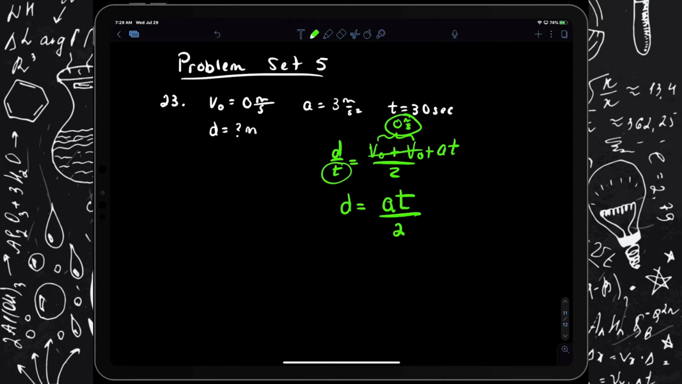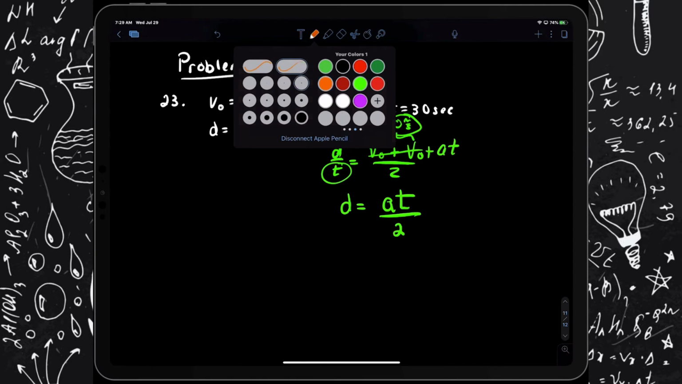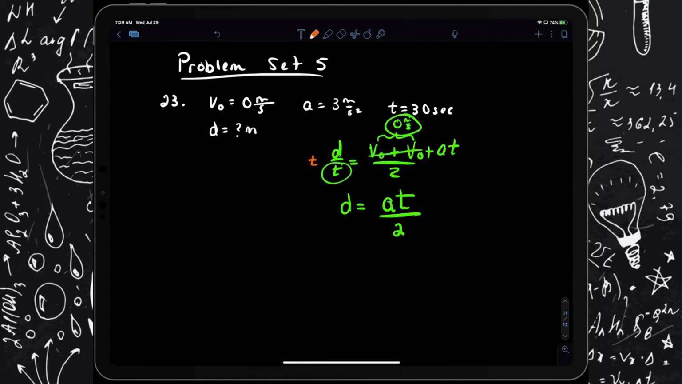Now, the T, in order to get it to the other side, you have to multiply both sides by T. Okay? I know it's getting a little crazy, but it'll all work out. So when you multiply both sides by T, you'd have AT squared, T times T. All right? So this is our new equation that we can put down, but we can only say that if VO equals 0.